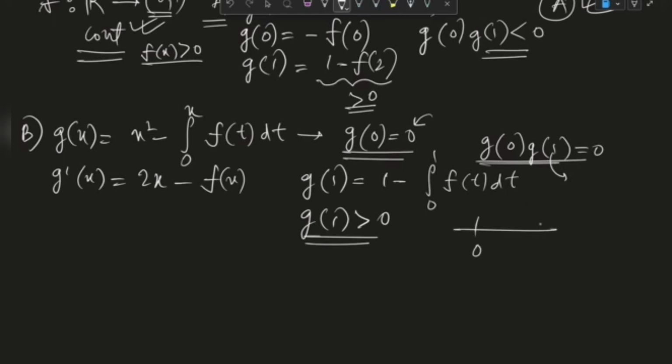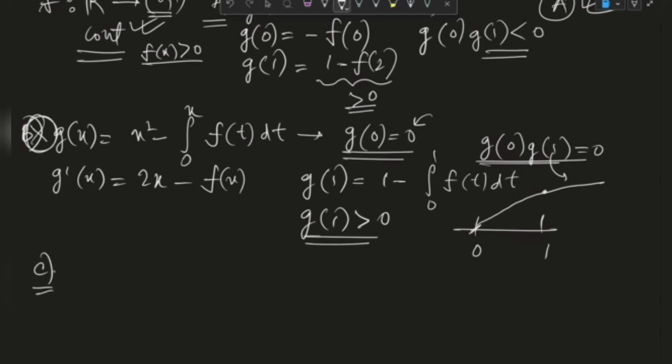You can find it out anyways. If we draw 0 and 1, this thing is passing through 0, as g of 0 is 0 and g of 1 is somewhere here, greater than 0. So the curve will go something like this. It is not passing through any more values between 0 and 1. So our option B becomes not correct.